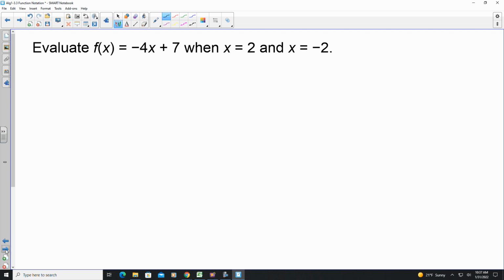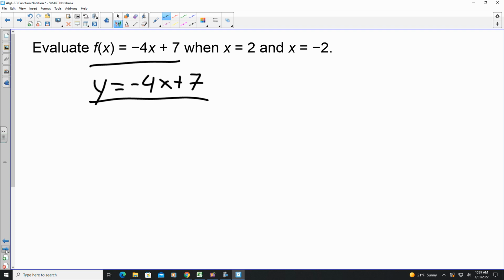Here they're asking us to evaluate f of x is equal to negative 4x plus 7. Again, if function notation worries you, this is the same thing as writing y is equal to negative 4x plus 7. They mean the same thing, so you can use this to help you solve it. What they're essentially saying is, x is going to be 2 and x is going to be negative 2. So if I put here, I got y is equal to negative 4 times 2 plus 7.